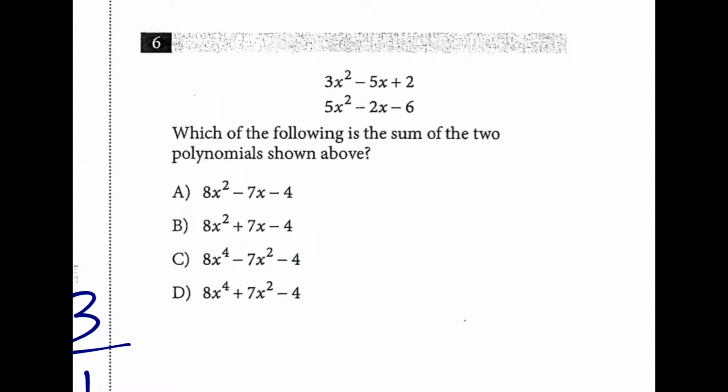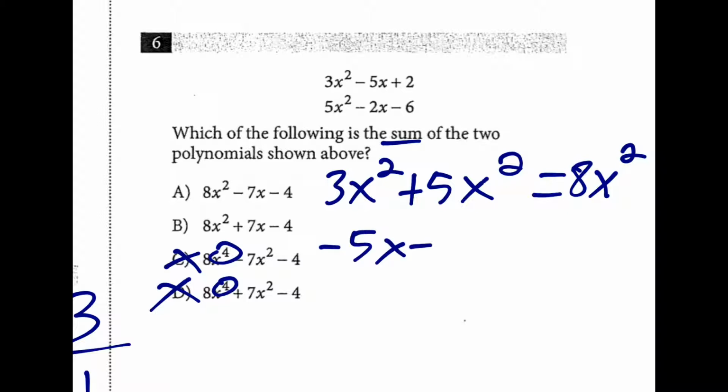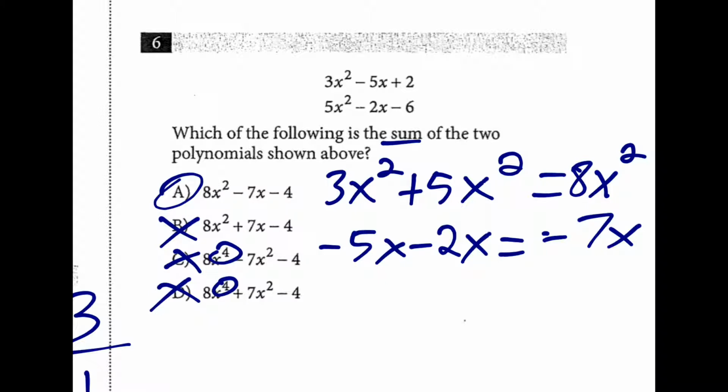Number 6, we are combining these two polynomials, adding them together. That's what sum means. So we take 3x squared plus 5x squared, and we get 8 of them. Remember that the term stays the same, so C and D are wrong because of this 4. It's only when you're multiplying that you increase the exponent like that. And the negative 5x minus the 2x gives us a negative 7x, so we see that B is also wrong. And finally, 2 minus 6 gives us a negative 4.